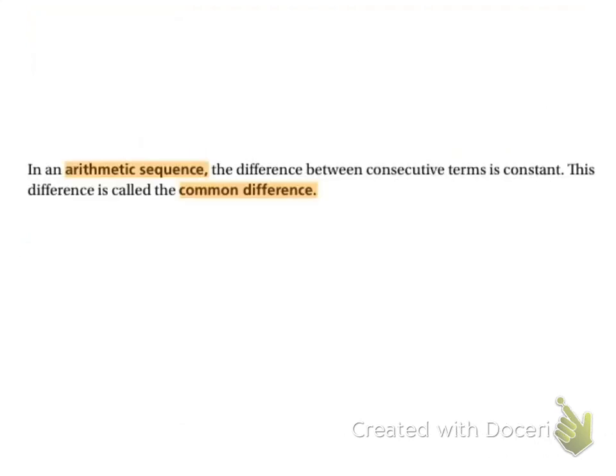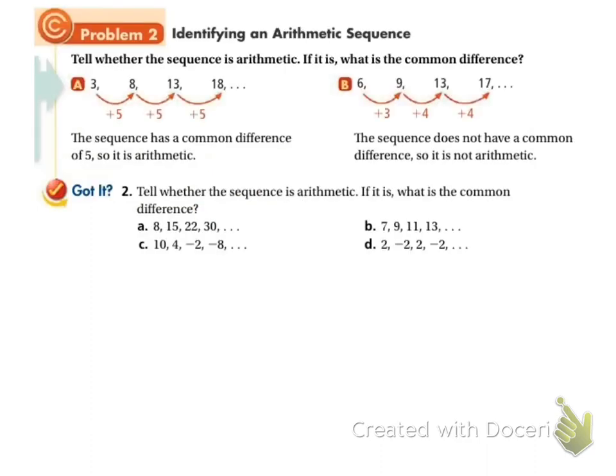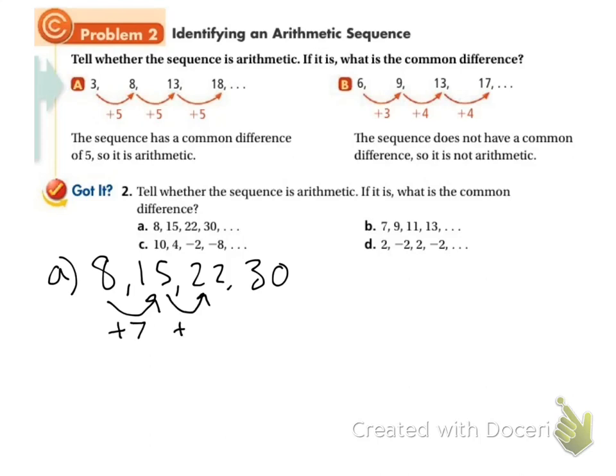Okay, an arithmetic sequence, here's an easier way to put it. An arithmetic sequence is when you're adding or you're subtracting. And how much we add and subtract by is called the common difference. So we're going to check if these are arithmetic or not. A: 8, 15, 22, 30. From 8 to 15, I add 7. 15 to 22, I add 7. 22 to 30, I add 8. It is not arithmetic. It does not stay the same.